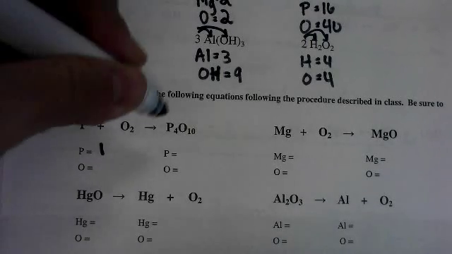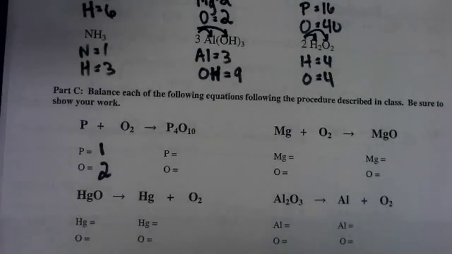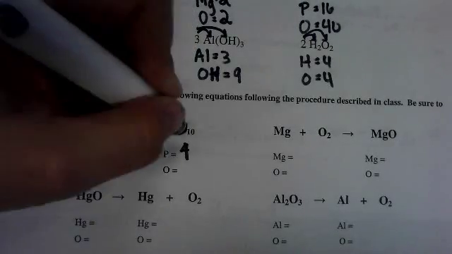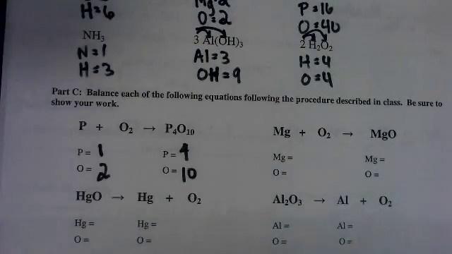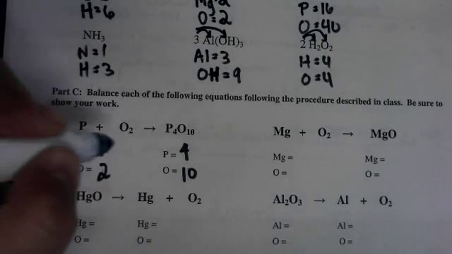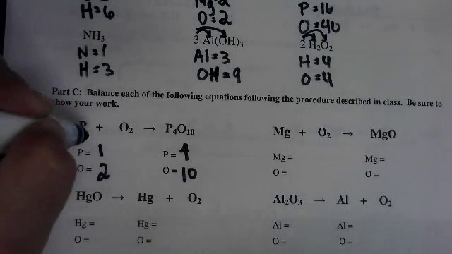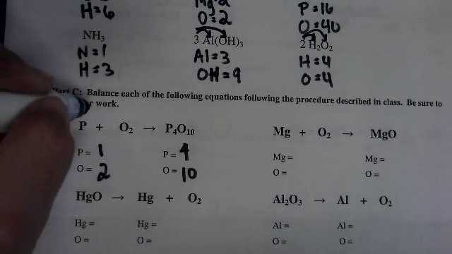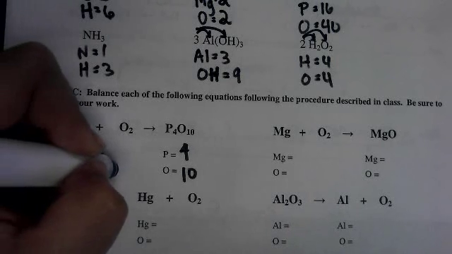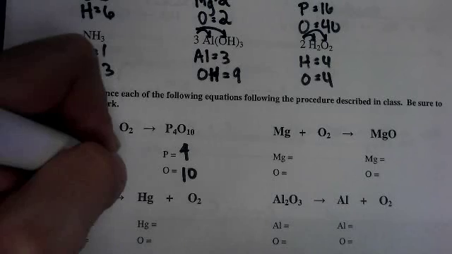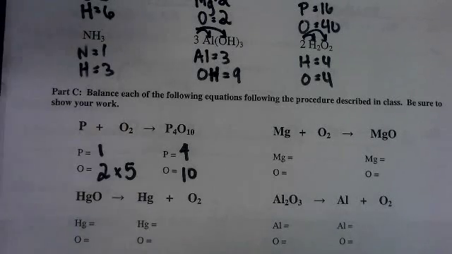P1, O2, P4, O10. In this example, we're going to look for the one that looks the most tricky. I think I'm going to start with the oxygens in this case. So in order to balance these, I'm going to multiply my oxygen over here by 5.